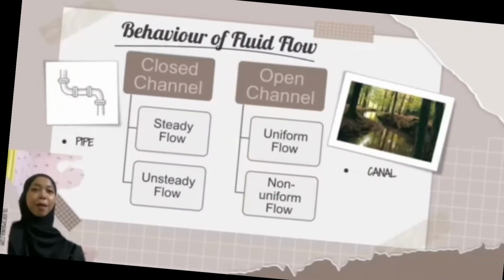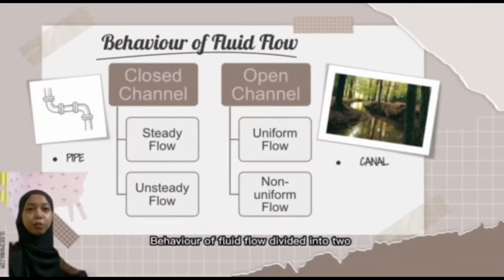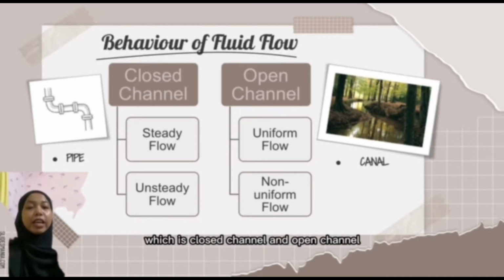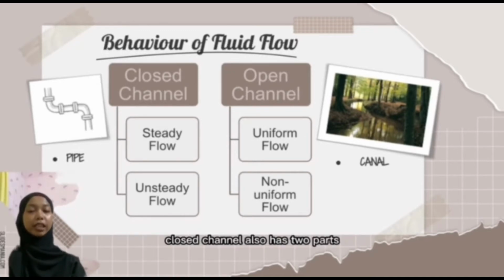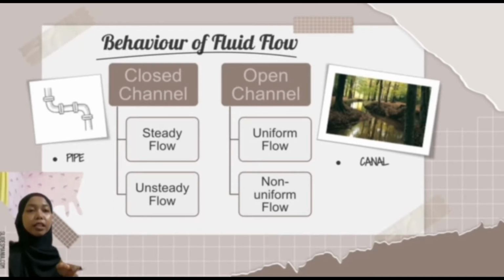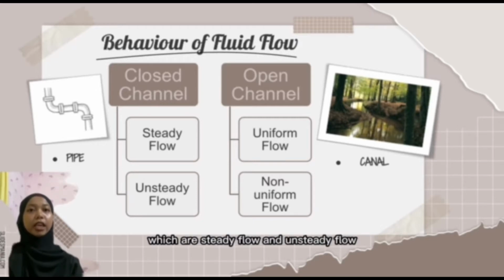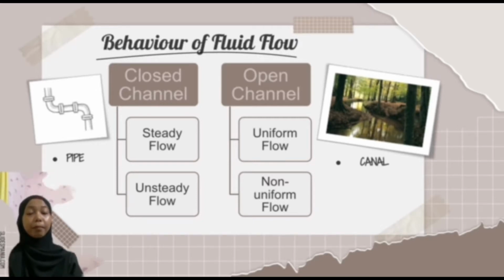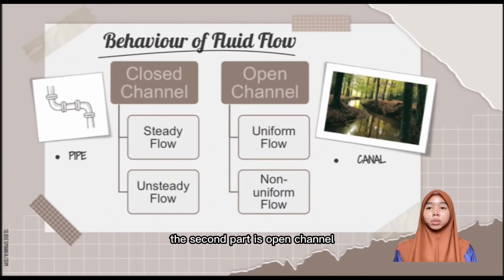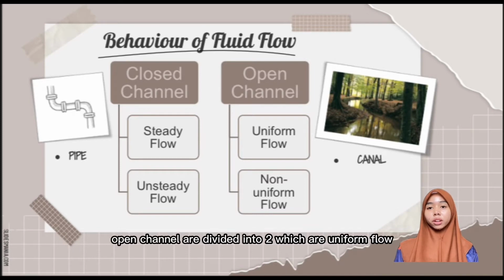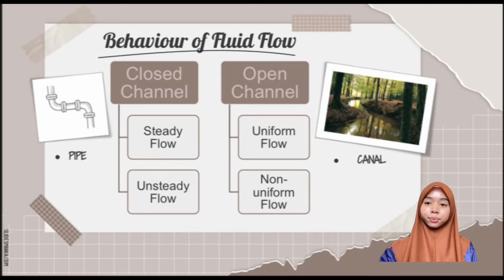Behavior of fluid flow is divided into two, which are closed channel and open channel. Closed channel also has two parts, which are steady flow and unsteady flow, and it's a pipe. A steady flow is the one in which the quantity of liquid flowing per second through any section is constant. The second part is open channel. Open channel is divided into two, which are uniform flow and non-uniform flow.